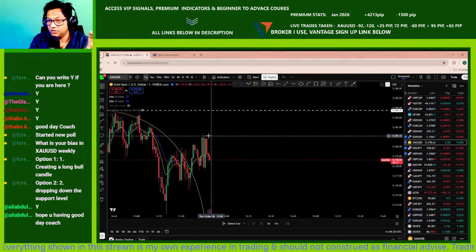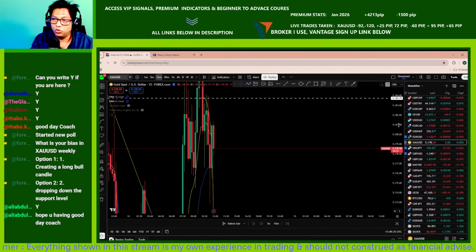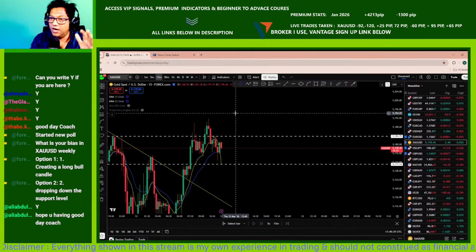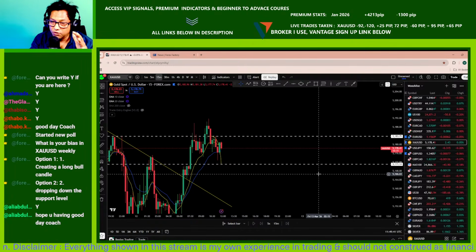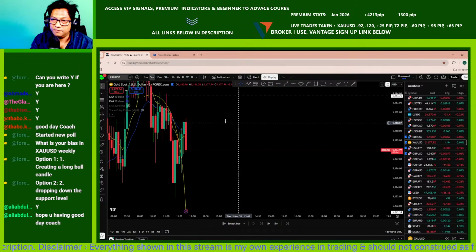Now here in this area, this is quite a strong consolidation, but though we saw that there was a bullish move here, I think there is still possibility for a further drop here, and this is what we are looking at in this market.